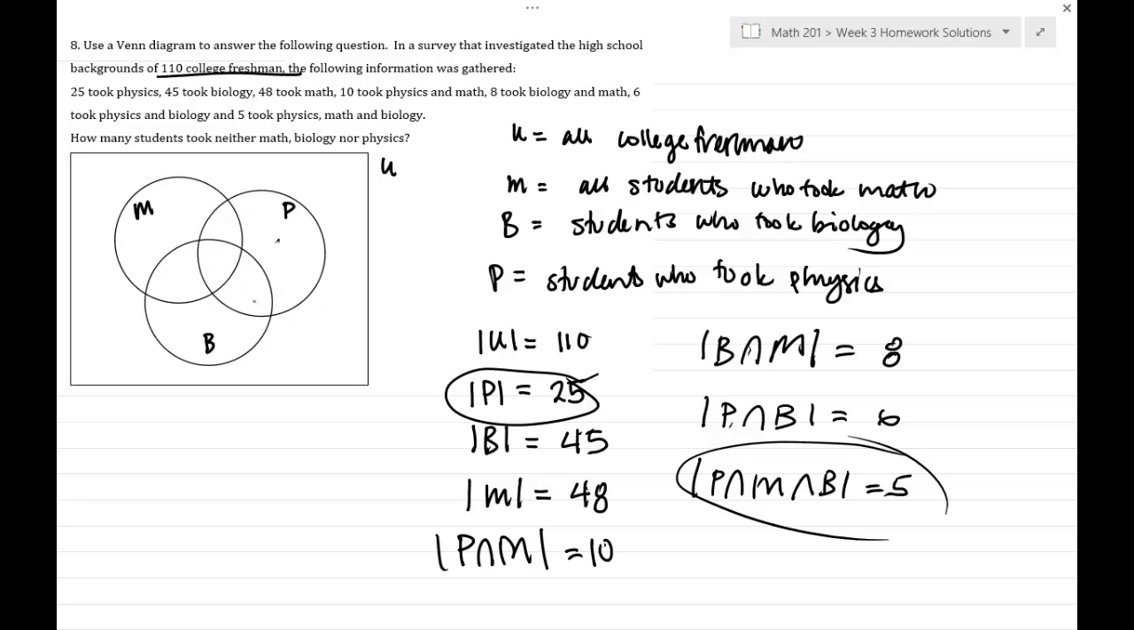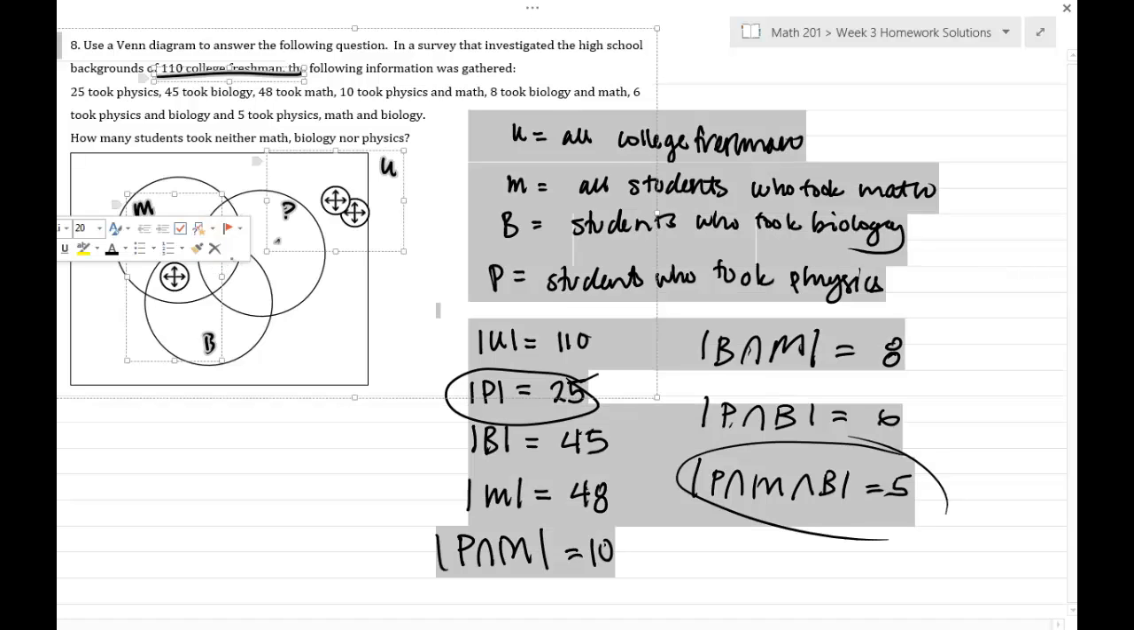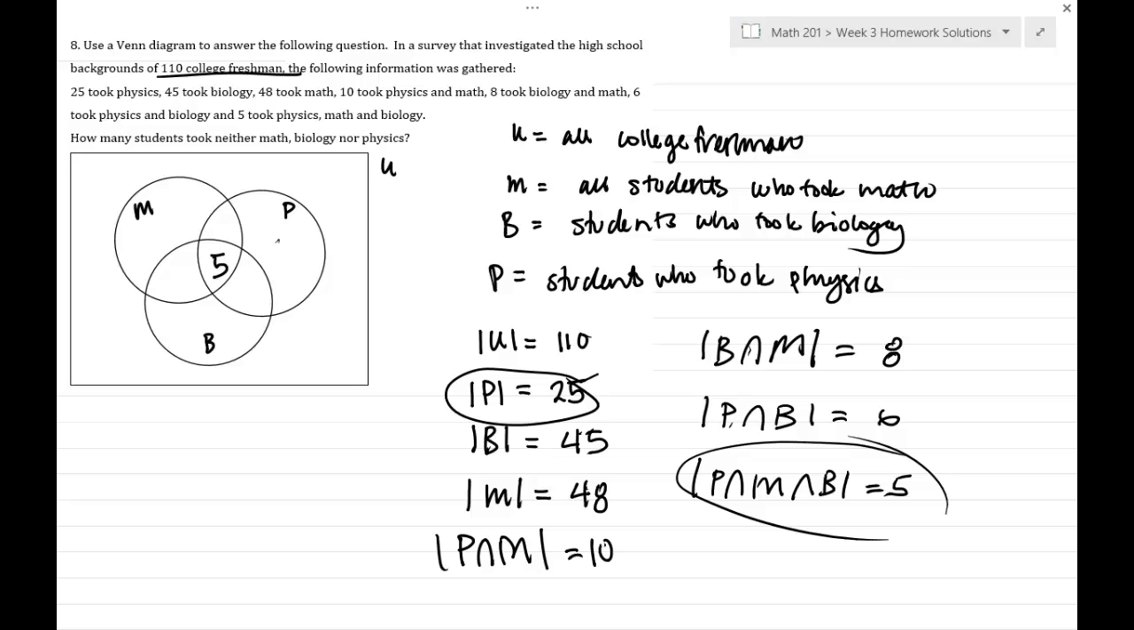So let's see. In this intersection of all the sets, I've got 5 students. And to answer the question, how many took neither math, biology, nor physics, I need to know how many students are in M union P union B. So I really need to fill out all of my regions to understand that question. So it's not a waste of time to do this here.